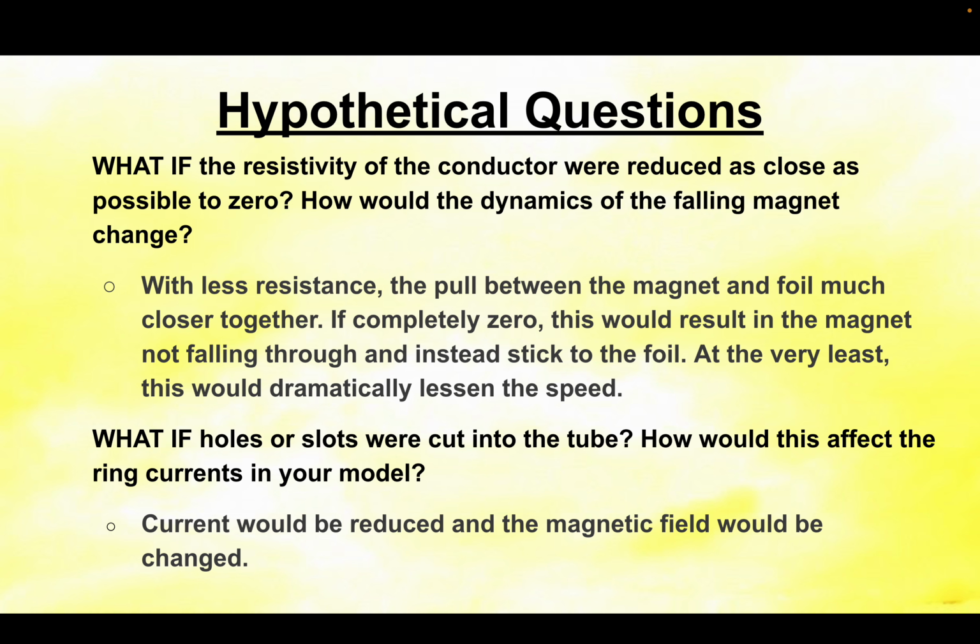The second hypothetical we see is, what if the holes or slots were cut into the tube, and how would this affect the ring currents in the model? So obviously if there are holes and slots, there are going to be more openings within the tube, and this would without doubt affect the current. And then as a result, the magnetic field of the experiment would also be changed, and this could also change results.